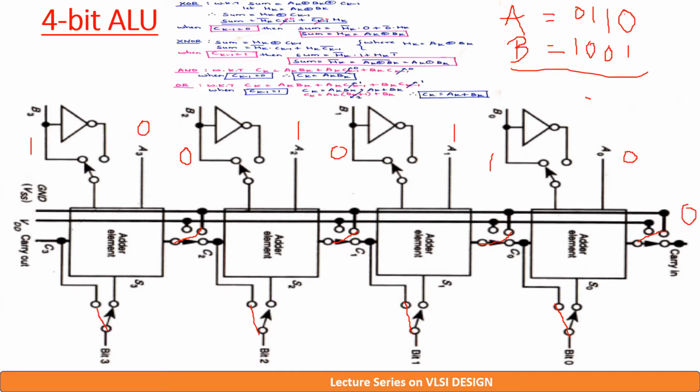So carry input 0, A0, B1, sum is 1, carry is 0. A1, B0, carry input is 0, therefore sum is 1 and carry output is 0. Third block, carry input is 0, A is 1, B is 0, therefore sum is 1 and carry output is 0 again. Last adder block, carry input is 0, A0, B1, so sum is 1 and carry output is 0.